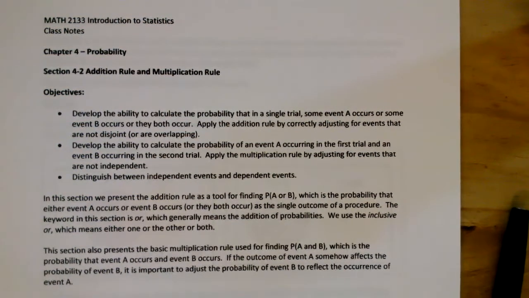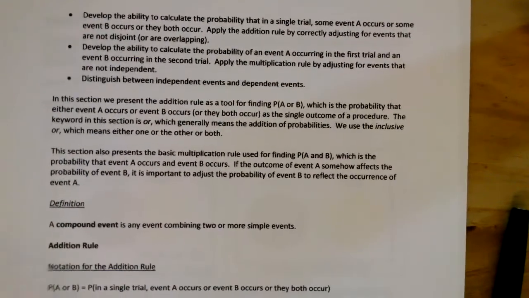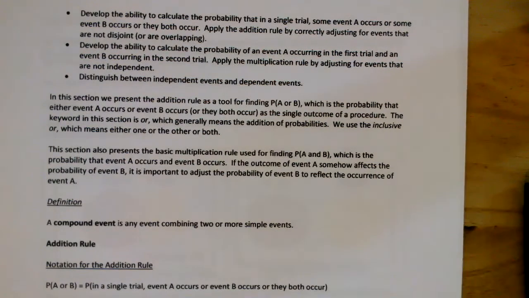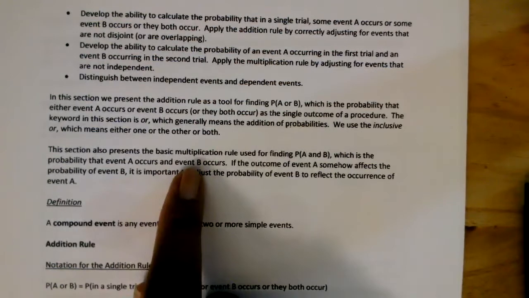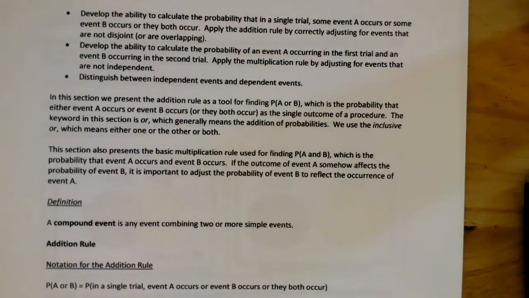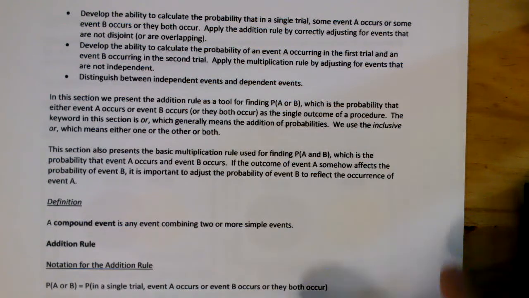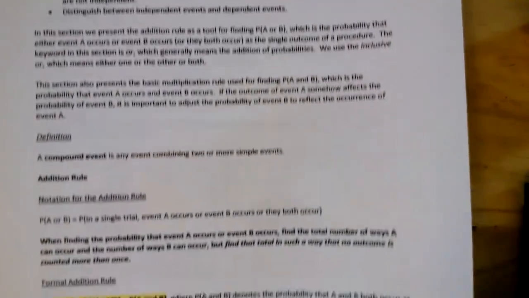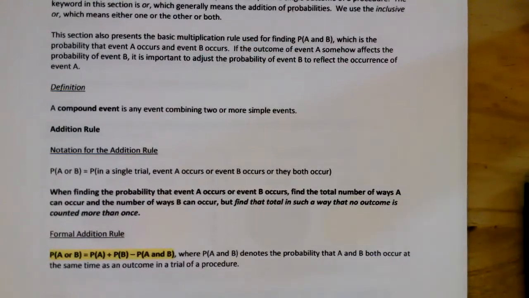Okay. Also, we'll look at the basic multiplication rule that's used for finding the probability of A and B. And that's the probability that event A occurs and event B occurs. So if the outcome of event A somehow affects the probability of event B, it is important to adjust the probability of event B to reflect the occurrence of event A. Okay, so we'll start this section by giving you some definitions here. A compound event is any event combining two or more simple events.